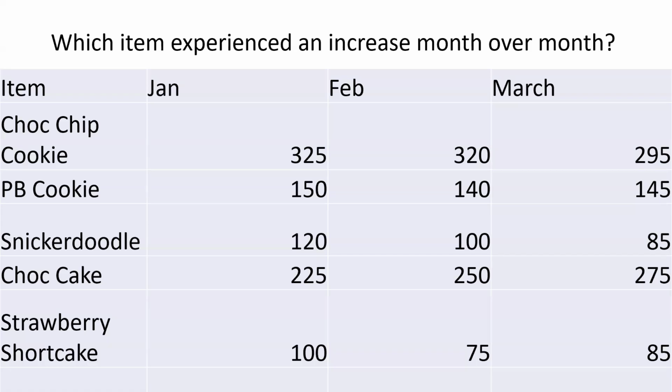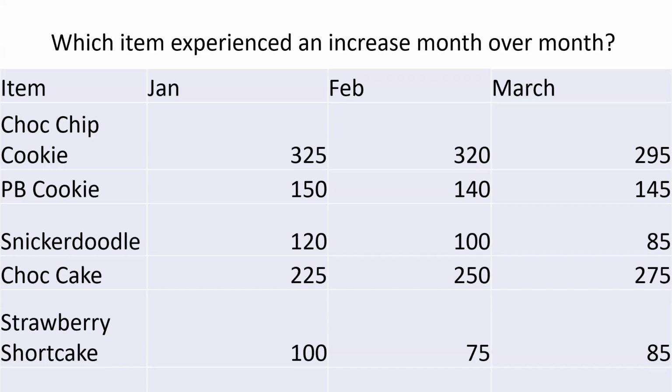All right. So which item experienced an increase month over month? An increase in sales month over month. So first of all, what does month over month mean? Anybody, and does anybody not know what month over month means? Okay, so what does month over month mean?